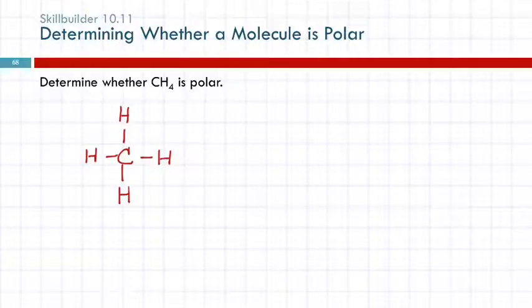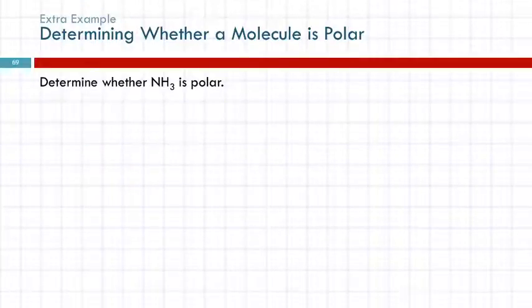So to identify whether this is polar or not, we first ask ourselves, are there any lone pairs on the central atom? No. So the first condition is true, no lone pairs. Are all of the atoms that are bonded to the central atom the same? Yes. Therefore, this is a nonpolar molecule. It's nonpolar because it's symmetrical. It's a tetrahedron, and if you add all those vectors up, they add up to 0 because it's symmetrical.